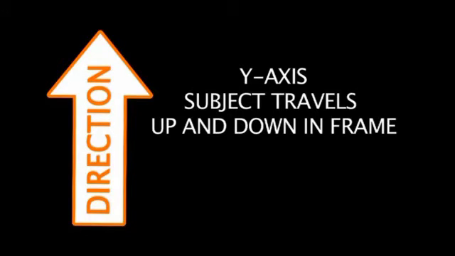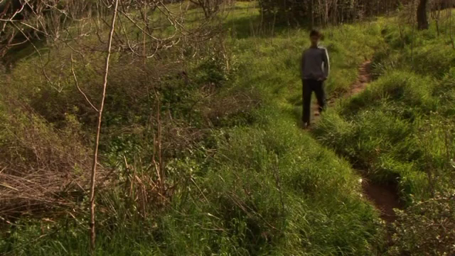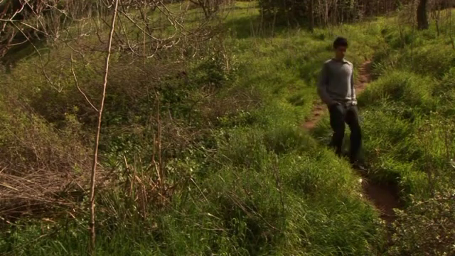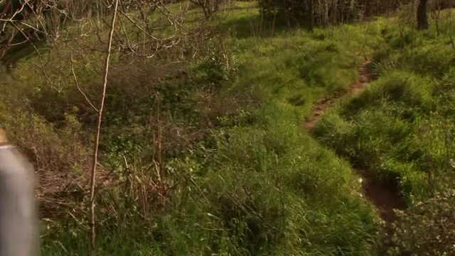The y-axis: the subject travels up and down in the frame. So we already talked about the z-axis, forward and back, and the x-axis, left and right. This is the y-axis, up and down. When the subject is traveling downwards in the frame, it's always easier on the eye because it's the direction of gravity. Any object or subject traveling downwards is going with the direction of gravity. They're coming downhill with gravity.